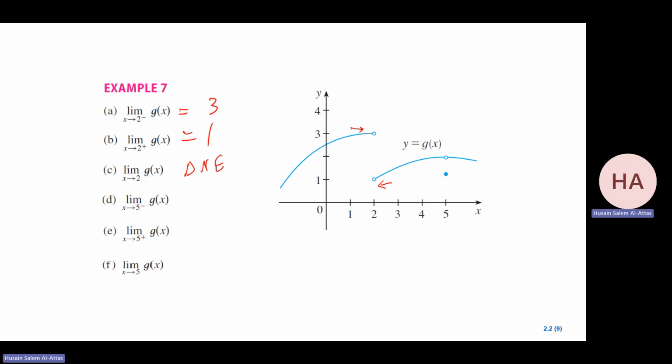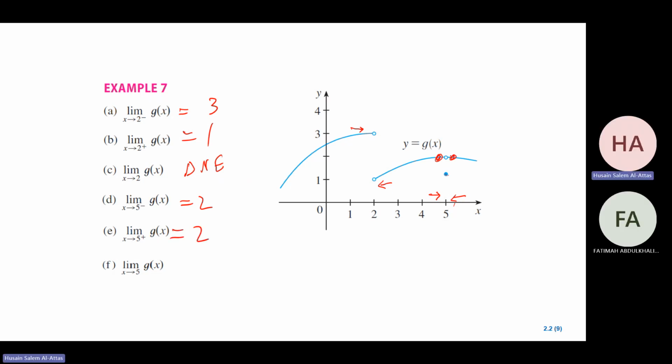What about at 5? 5 from left. Will I be in this point? No, I will be somewhere here. So that value will be 2. 5 from right. I will not be at this point. I will be somewhere here. So it will be 2. So what will be the limit? Since these two are equal, that will be 2.